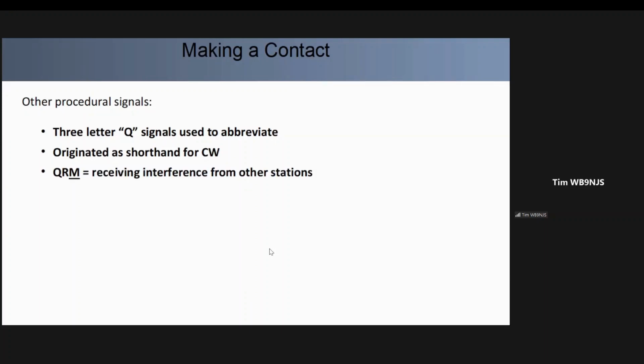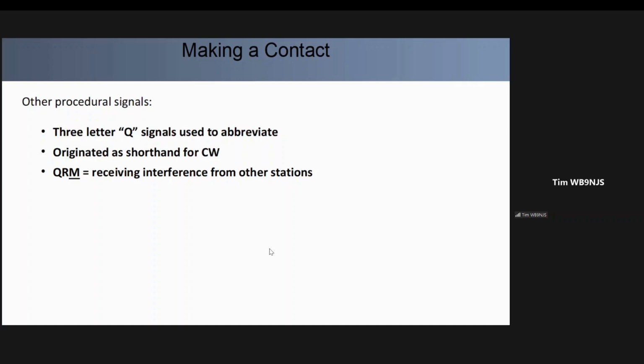QRM. That is an indication that you are receiving interference from other stations. That's the wording in the question. The correct answer is QRM, receiving interference from other stations.